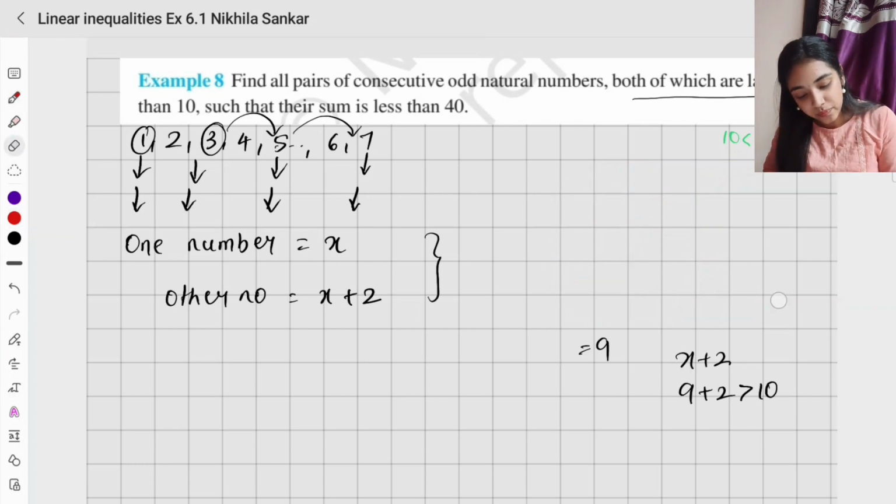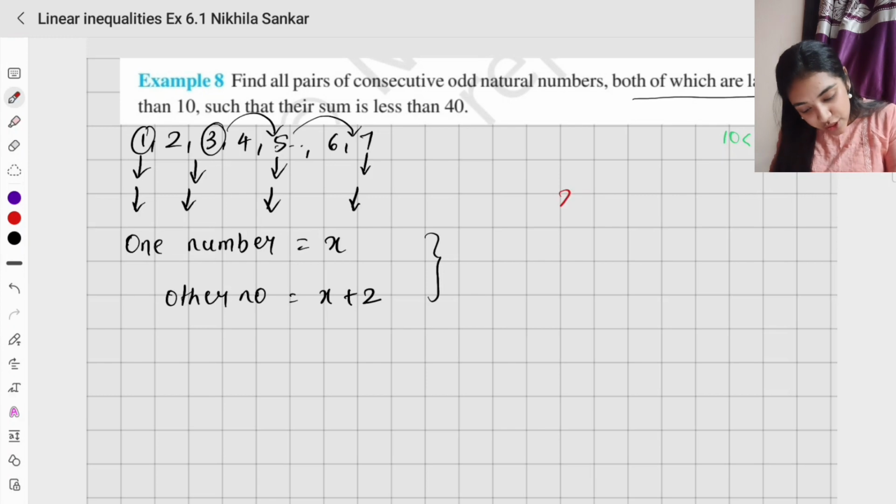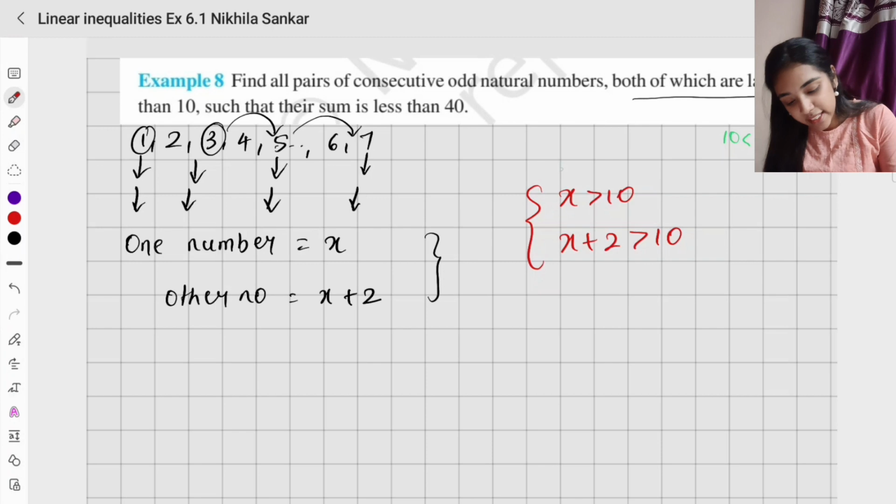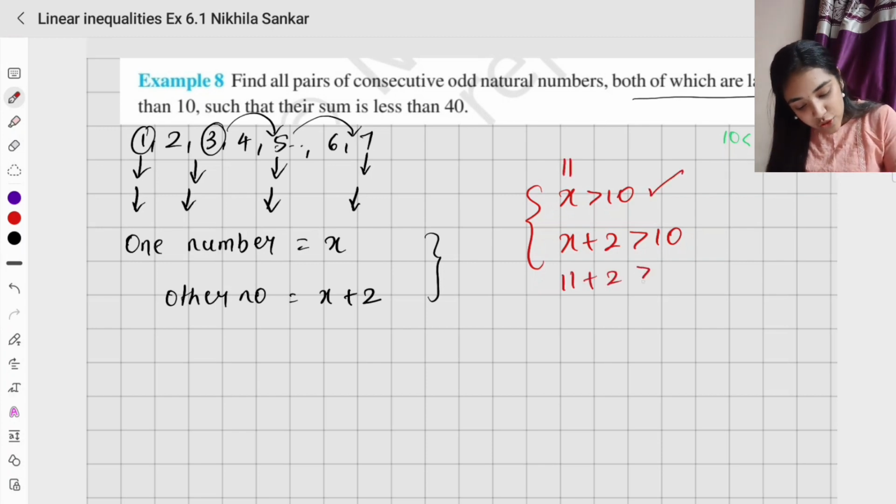I'll explain it again. You have two different conditions: x greater than 10 and x plus 2 greater than 10. That is, all the two numbers should be greater than 10. So these two conditions should be satisfied, but you have to choose only one of these conditions to solve this question. So which one will we solve? If the value of x is 11, 11 is greater than 10, so this is definitely satisfied. 11 plus 2, the number 13, is greater than 10, which is also satisfied.